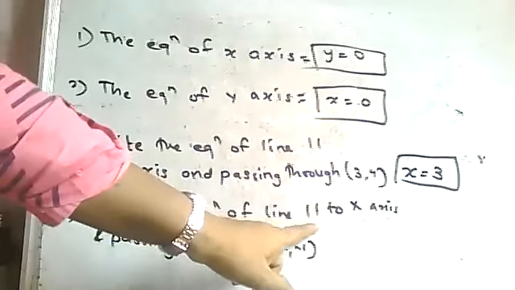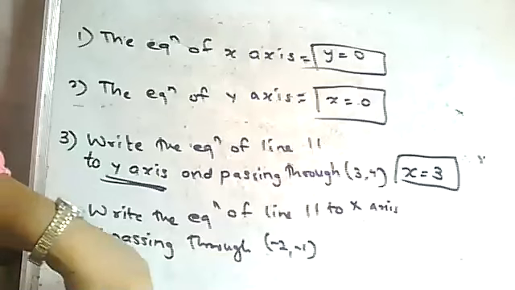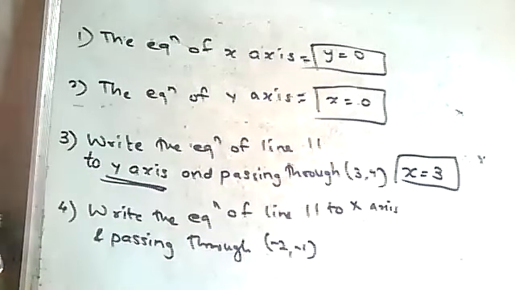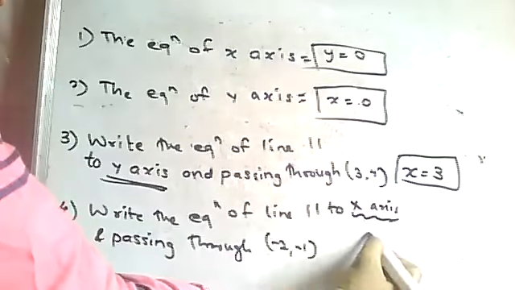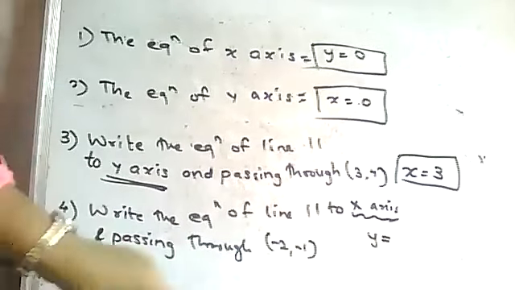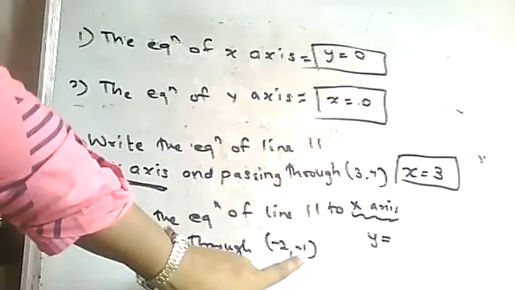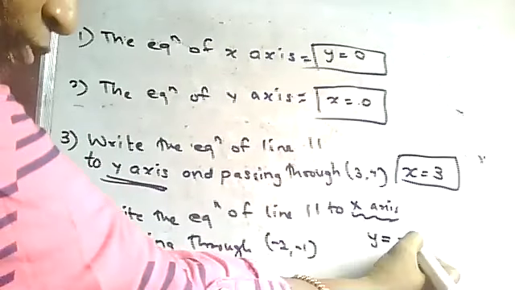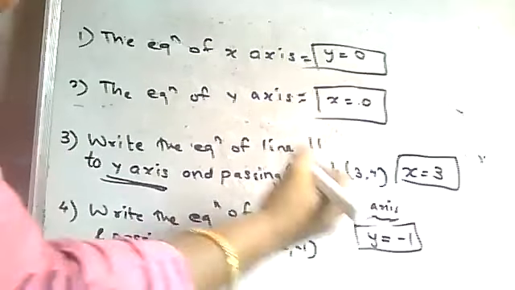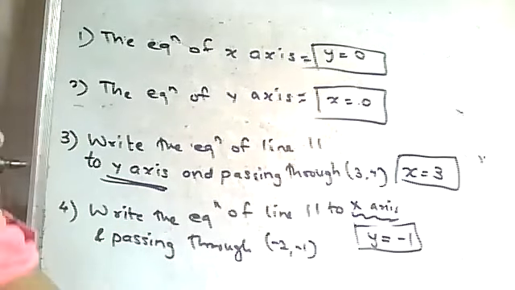And the last one, see, sign is right. Write the equation of line parallel to x-axis and passing through -2, -1. Now this is parallel to x-axis, so y is equal to something, and that something you should get from this. They will give you a hint obviously. -1. Somebody checked -2, wrong. Y is equal to -1.